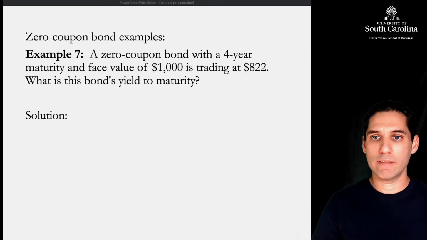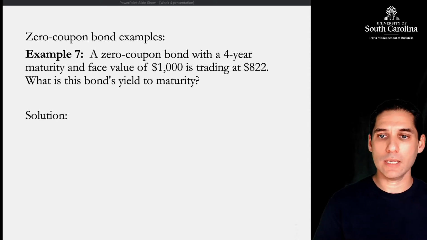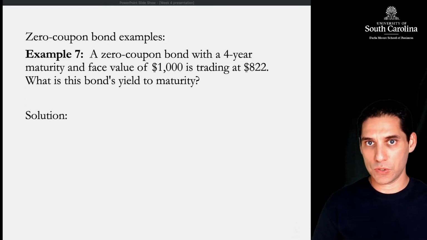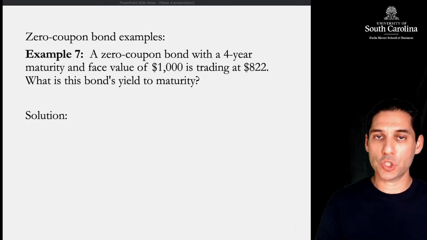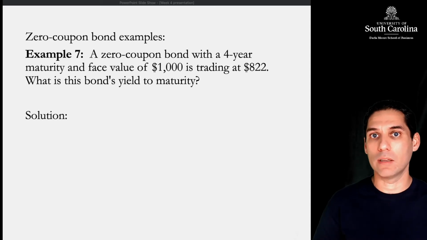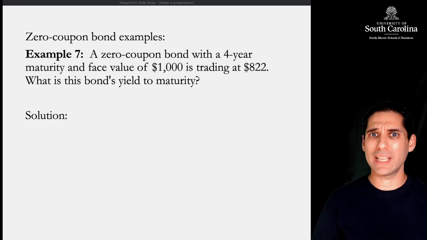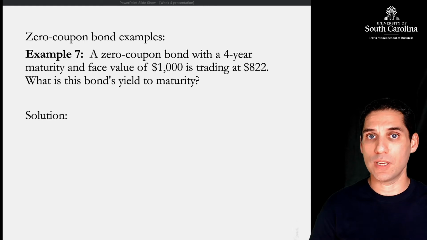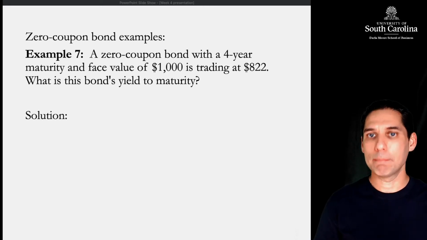So example 7 is a zero coupon bond with a 4-year maturity, so 4 years remaining, to receive that face value of $1,000 this time. That will be paid directly by the issuer to whomever is holding that bond at that time. It is now trading at $822. So again, a discount, right? What is this bond's yield to maturity based on this price? So what yield to maturity does this price of $822 imply?